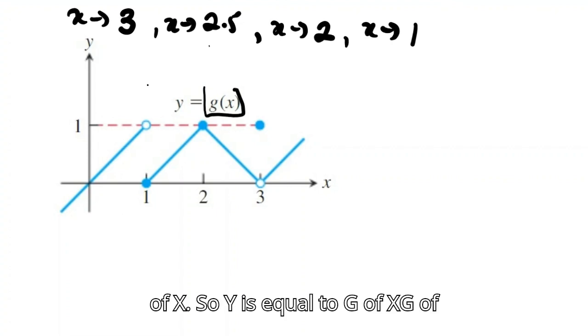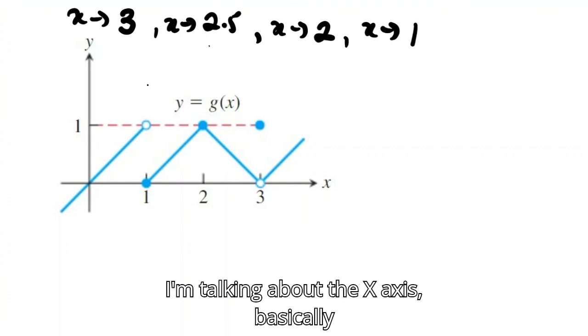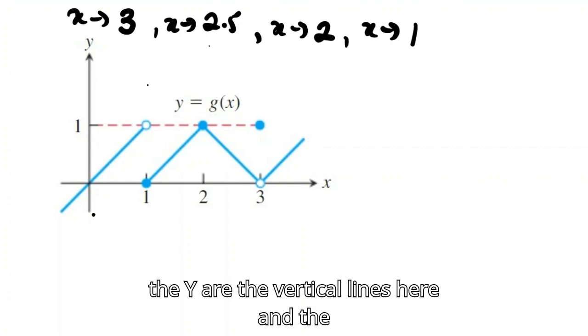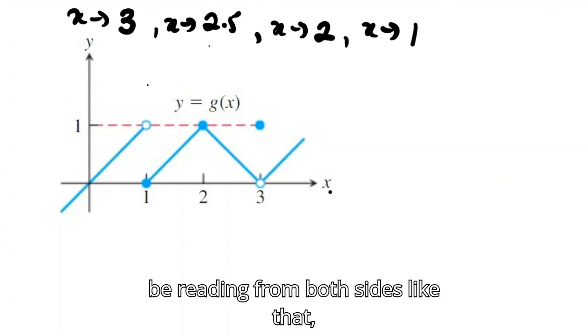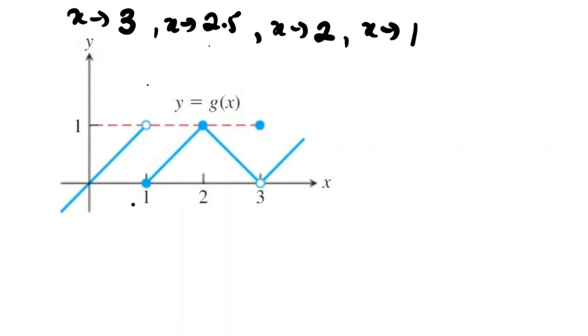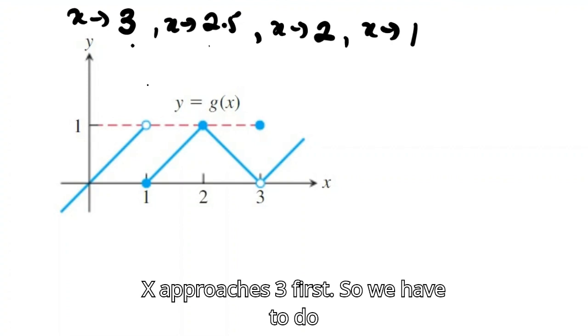the g of x. So y is equal to g of x. G of x is the name of the function. And when we're talking about the x-axis, basically the y are the vertical lines here, and the x are the horizontal lines here. So we'll be reading from both sides like that. Okay, so we are asked to find the limit as x approaches 3 first.